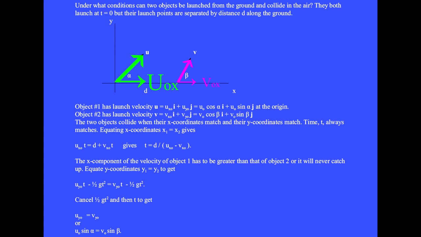Equate y-coordinates, y1 equals y2, to get uy0 t minus 1 half g t squared equals vy0 t minus 1 half g t squared. Cancel the 1 half g t squareds and then a t to get uy0 equals vy0, or u0 sine alpha equals v0 sine beta. This means that the y components of velocity match throughout the trajectories.